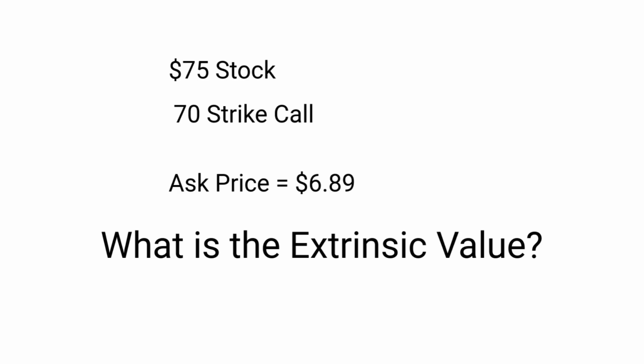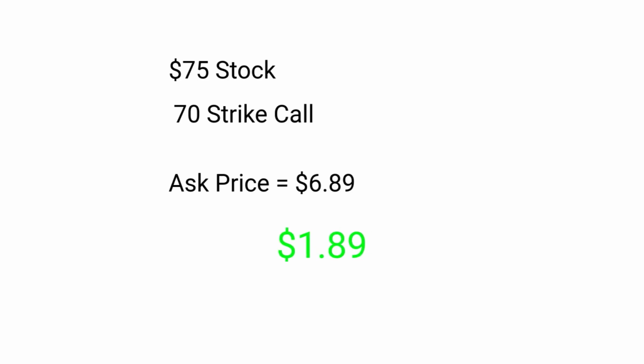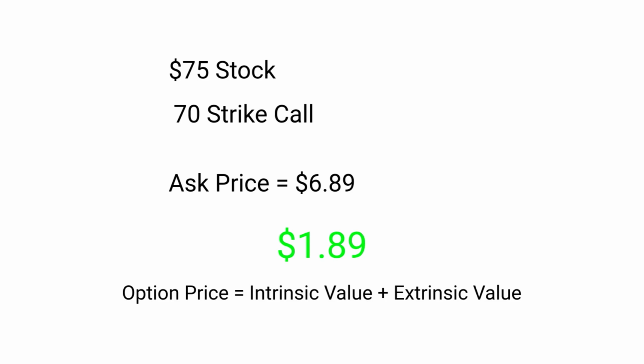The option is trading for $6.89. How much extrinsic value does this option have? In other words, how much are you paying for time if you buy this option? The answer is $1.89. Remember, an option's price is a combination of its intrinsic and extrinsic value. Understanding the concepts of intrinsic and extrinsic value will help you understand further the reasons why you might be making or losing money on an option.